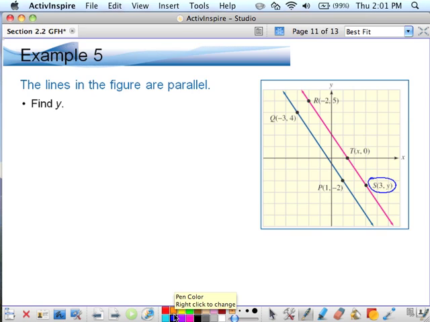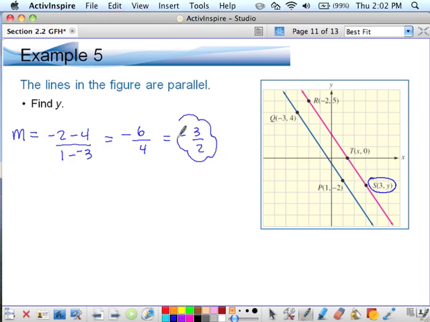So if I find the slope of the blue line, m equals y2, which is -2, minus y1, which is 4, divided by x2, which is 1, minus x1, which is -3. 1 minus -3. That gives us -6 over +4, which simplifies to -3/2. This is the slope of the blue line. It also has to be the slope of the red line.